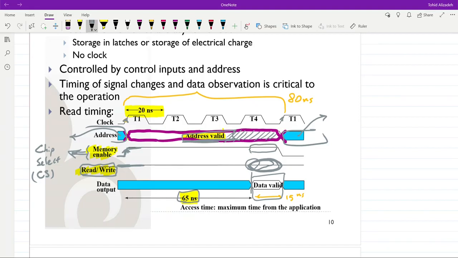Just after this time, the memory enable goes to false, meaning that the memory is not enabled anymore, and since it is not enabled, whatever we have in the address line will not be important either.